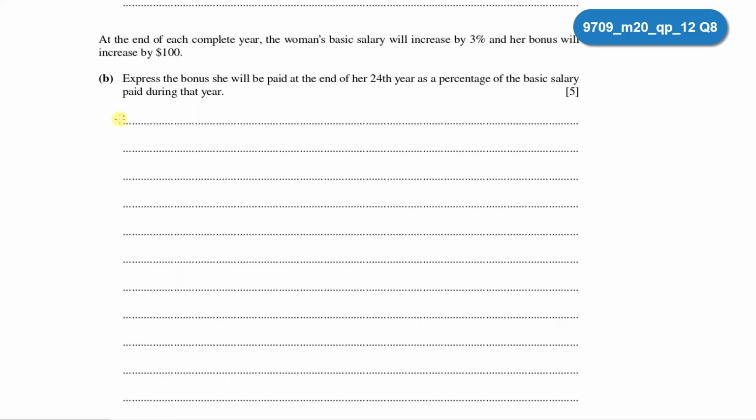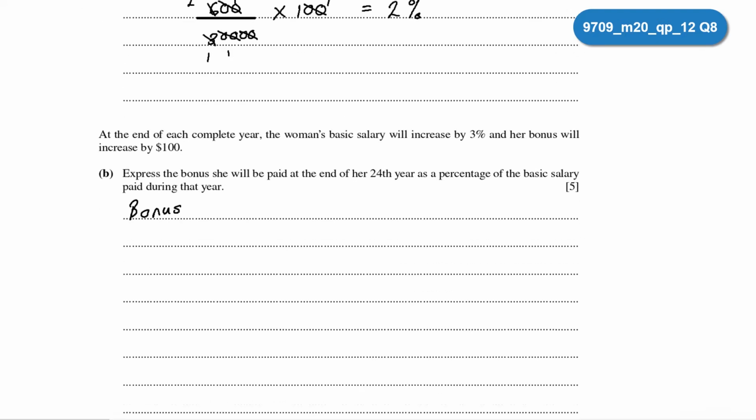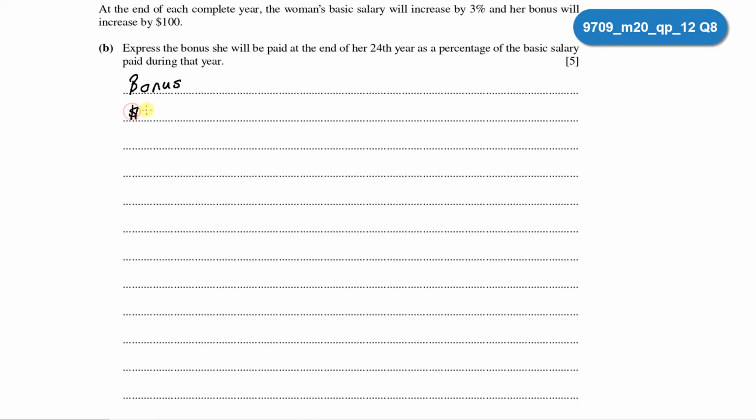Okay, so let's start with the bonus. Initially, from the information in the question, she was getting a bonus of $600. So we're starting at $600. Then, according to the question, the bonus will increase by $100, which means that this is an AP, such that the common difference, D, is $100. So the $600 is the first term here.